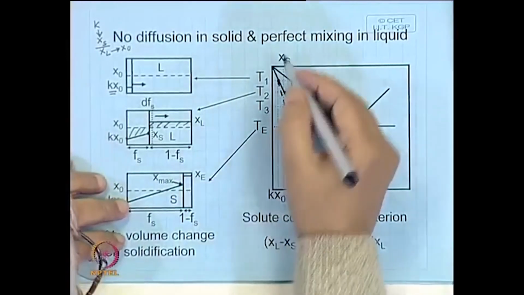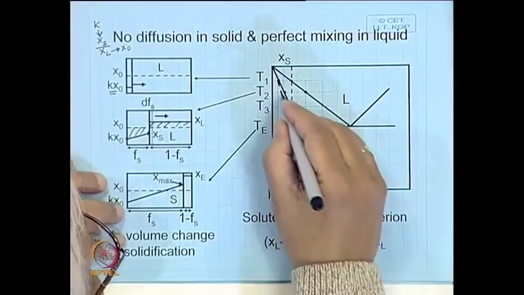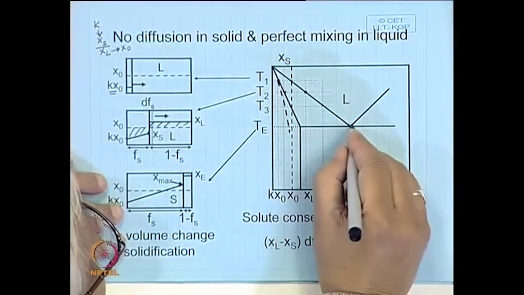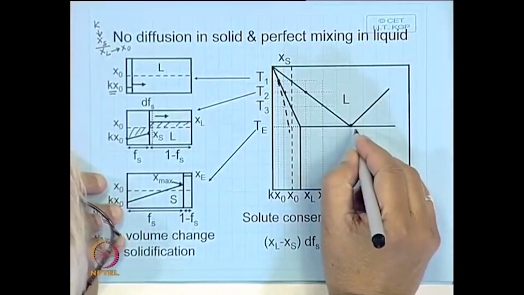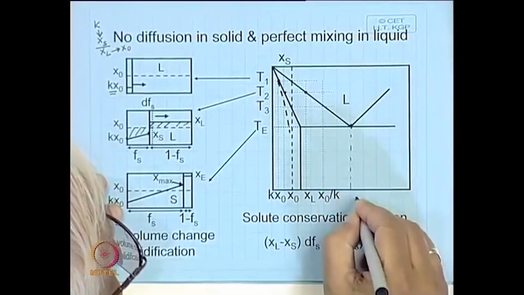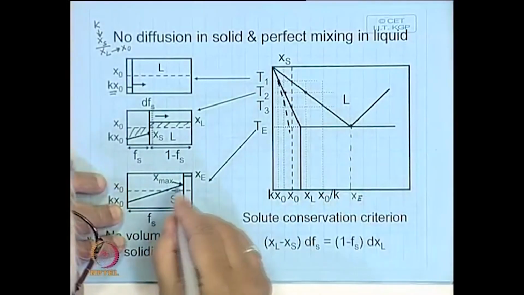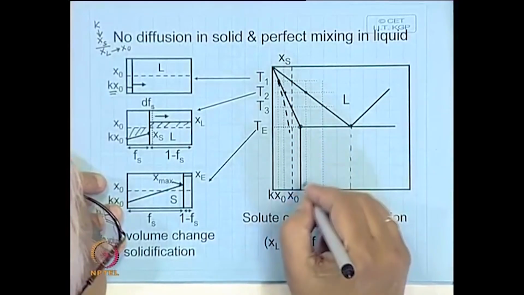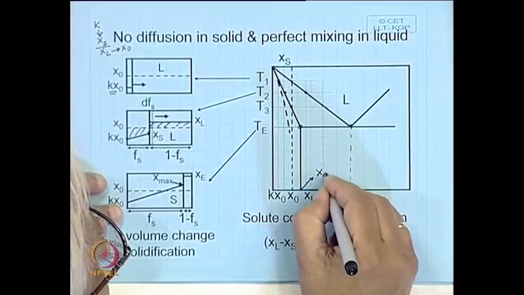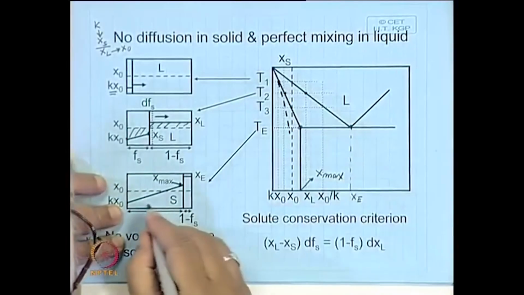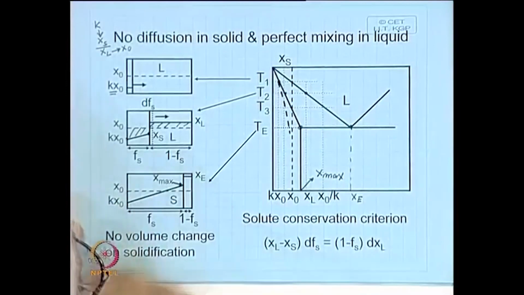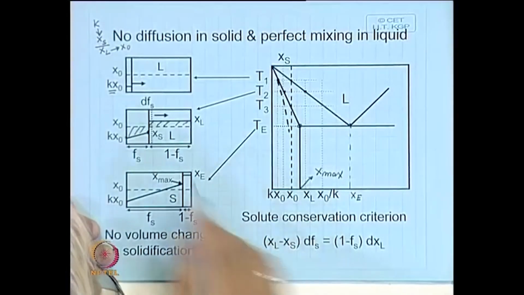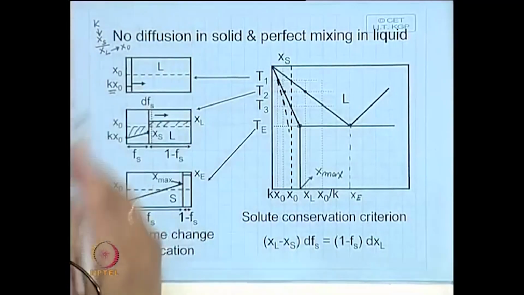and in extreme case as it goes down, ultimately you will reach a temperature here where that liquid will attain the composition of eutectic. This is the eutectic composition, and then the solid will attain this composition, which we say this is x max, and which is represented graphically here. Now, if you write down or try to balance, that means the solute transfer from liquid to solid.